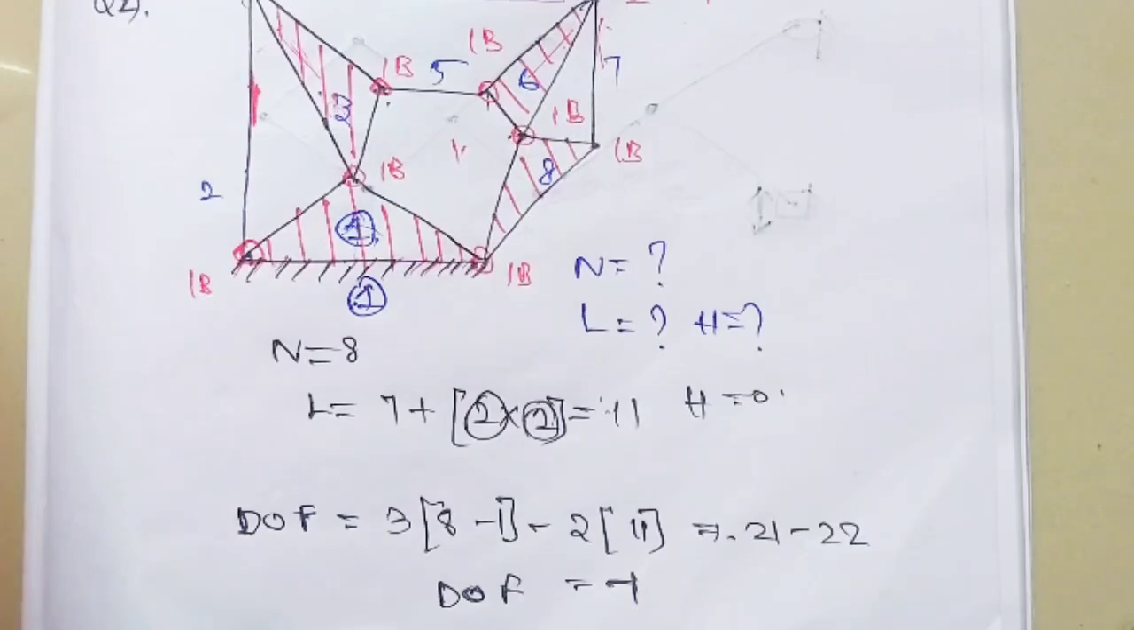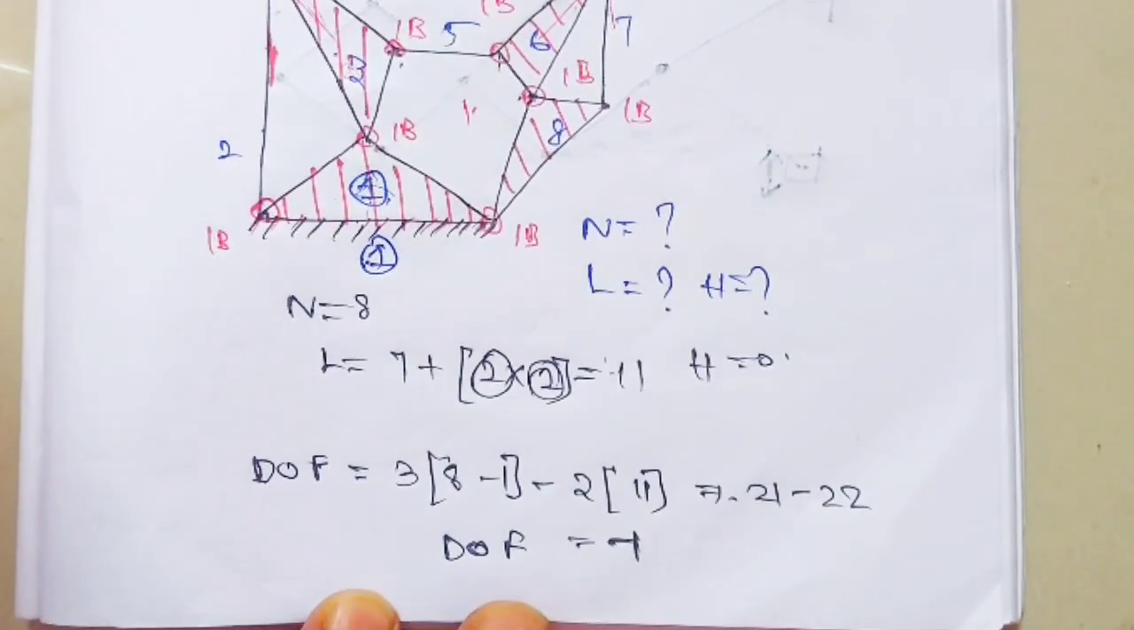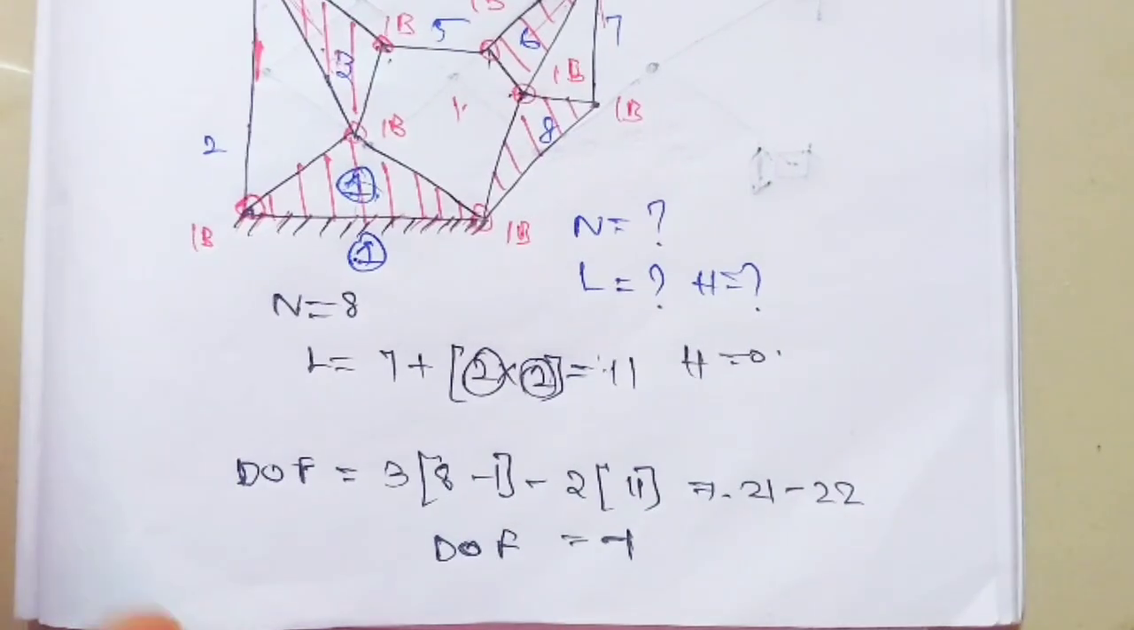These are the two problems for finding the degree of freedom with the help of the Kutzbach criterion. I hope this video is useful for you.